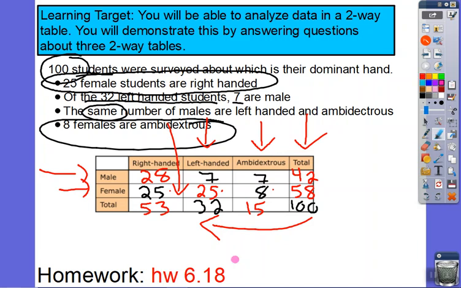I've posted a homework with this, so go ahead and try homework 6.18. A couple choices. You can either print it off, write on it, and then take a picture or scan it and get it back to me. You could open the file and use Word to write right in the file with the numbers. You could also just do it on a separate sheet and then again take a picture of it, or just send me those answers. Say male right-handed was 28, female left-handed was 25, or whatever you need to do.